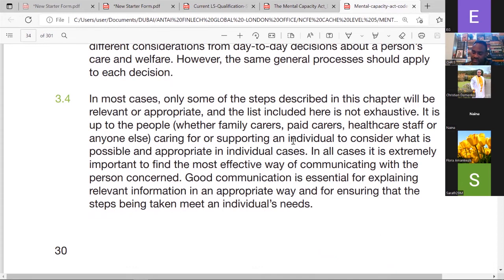In all cases, it is extremely important to find the most effective way of communicating with the person concerned. Good communication is essential for explaining relevant information in an appropriate way and for ensuring that the steps being taken meet an individual's needs. Very good. So you see, all these have to be factored into making that decision and involving the individual in making that decision. These are some of the things that we need to keep in mind. Right, so the rest of it, I think you can read and follow.